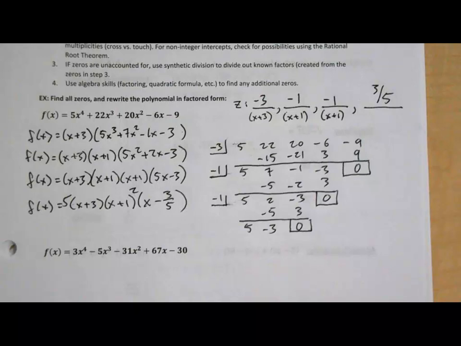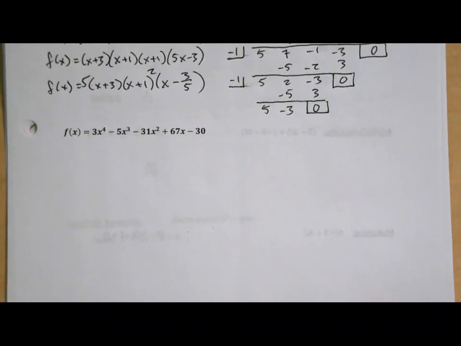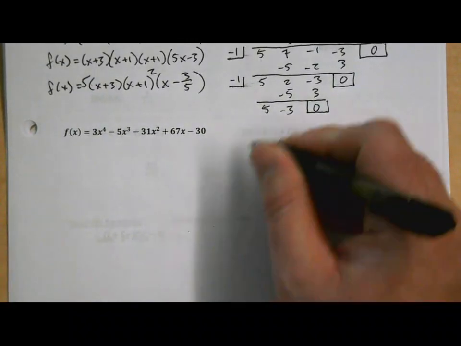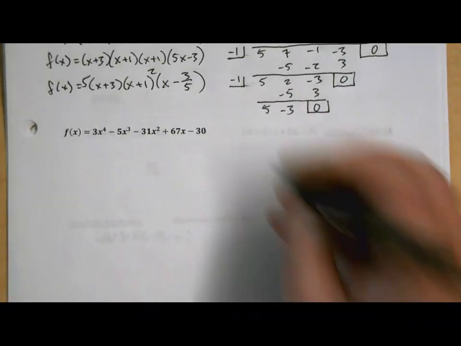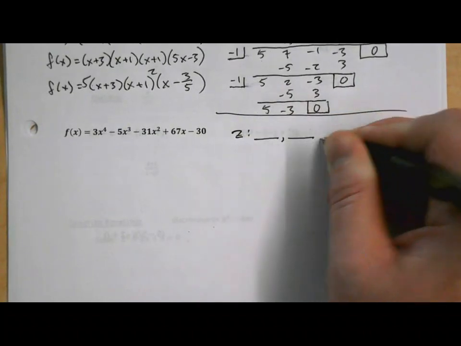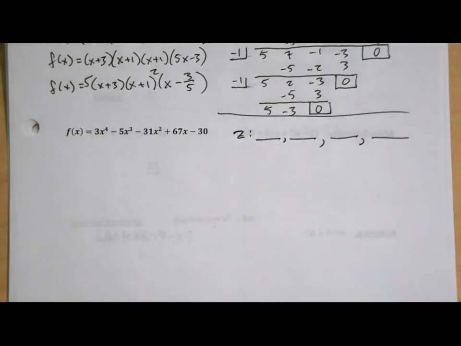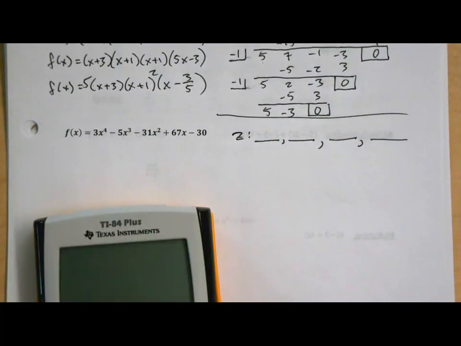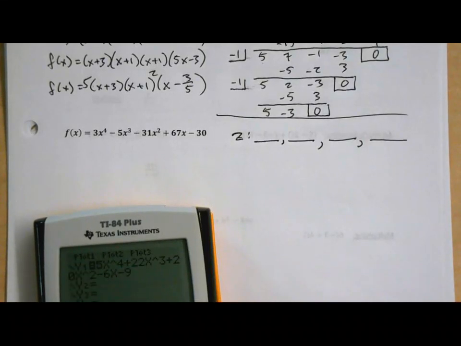Okay. Same thing. Let's start by graphing it. How many zeros are you expecting this time around? I expect 4 also. Go ahead and get that set up. And let's graph this thing and see what it looks like. Hopefully we'll get some good x-intercepts.